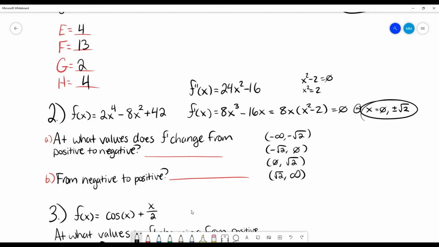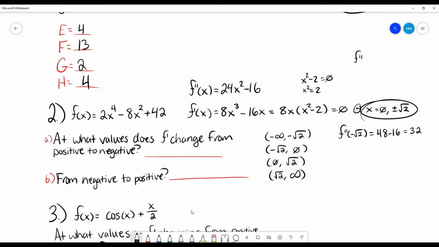Or again, I could just find a point on here, plug it into that derivative, and see if it's increasing or decreasing, right? I'm going to use the second derivative test here just because it's a little quicker since I've already taken that derivative. If I plug in negative square root of 2, well, that's going to be negative square root of 2 squared, so let me just write that out. So it's going to be negative square root of 2 squared, which is just 2. 2 times 24, 48, minus 16 equals 32, which is positive.